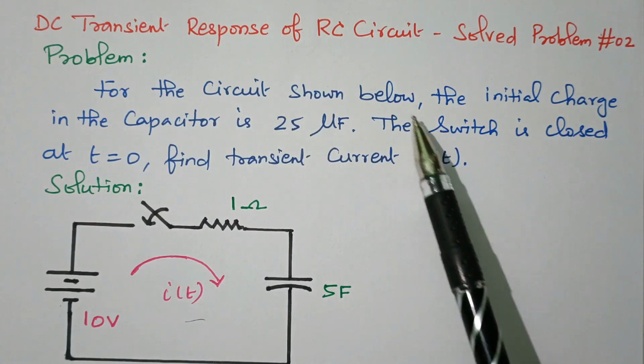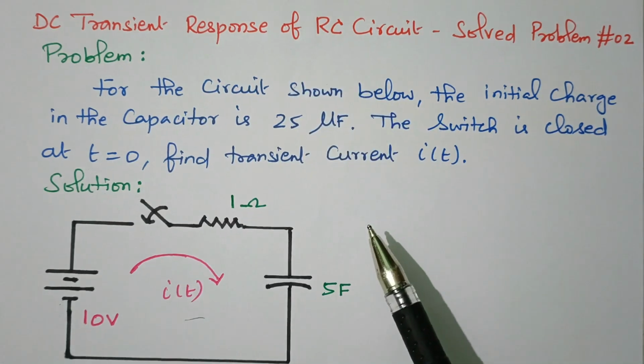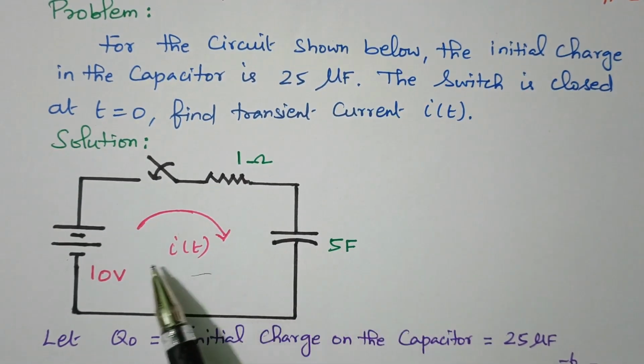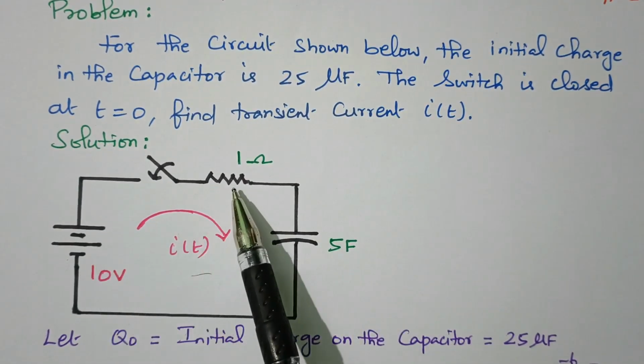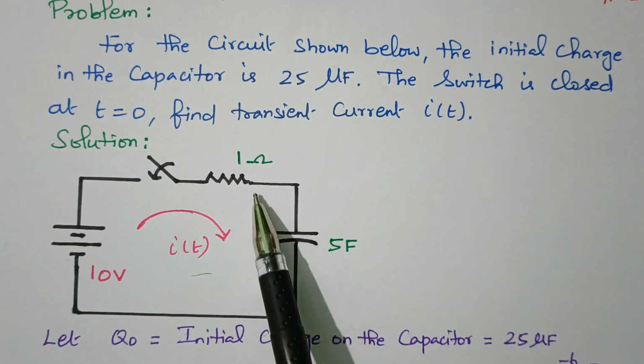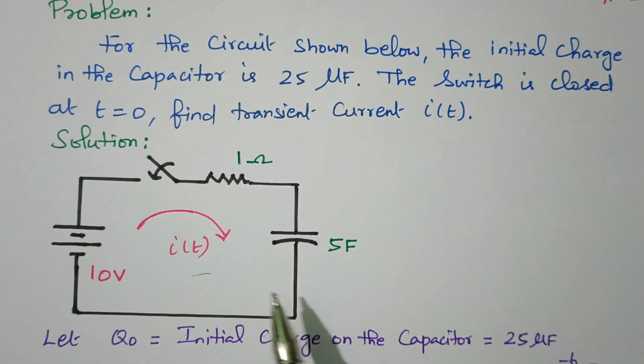Now we will go to the topic, DC transient response of RC circuit. We need to see the diagram. So this is the given diagram. The voltage source is available. R and C, resistor and capacitor, are connected in series. Resistor value is 1 ohm, capacitor value is 5 farad. So this is a transient current, and a switch is available.